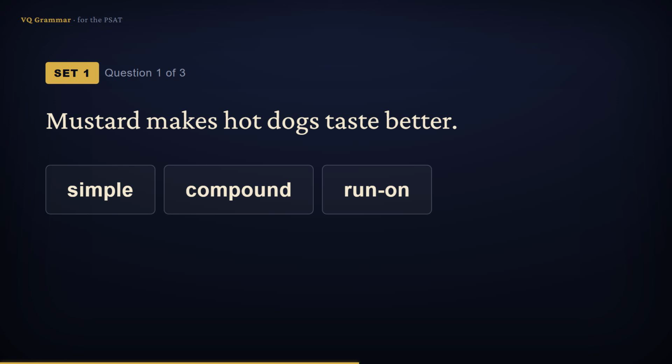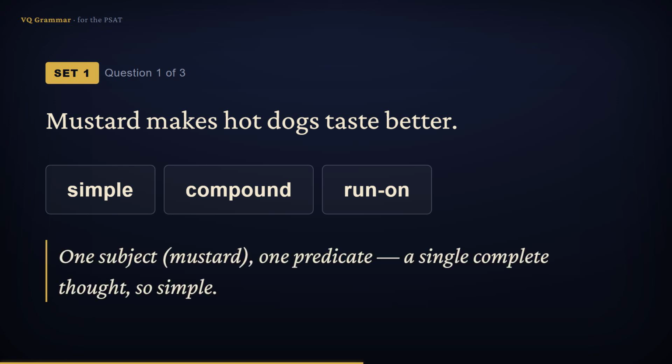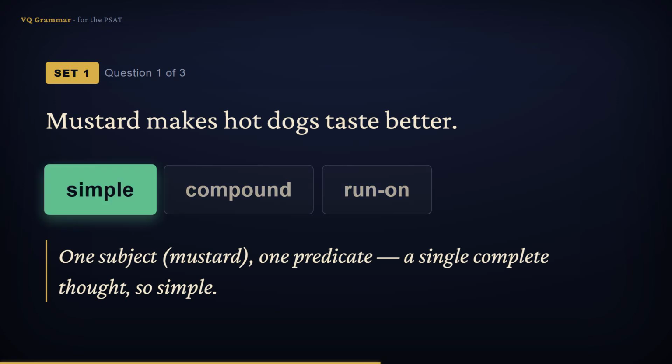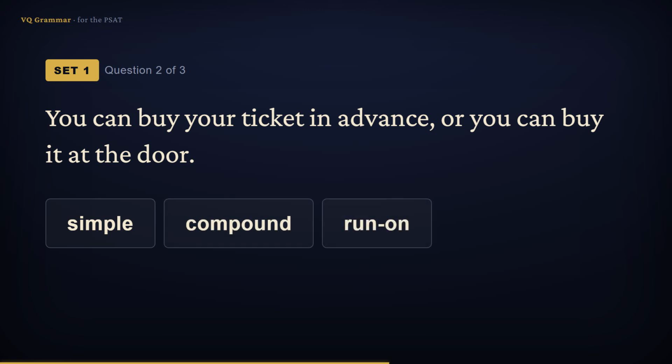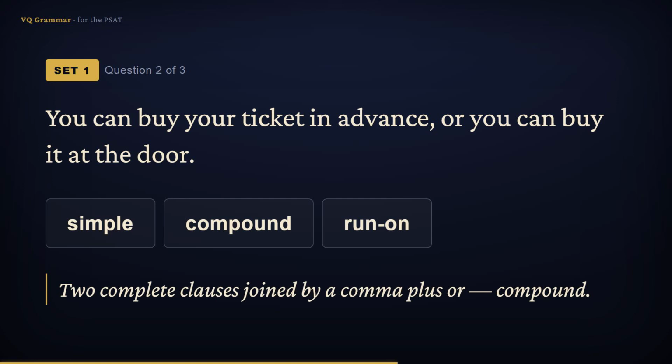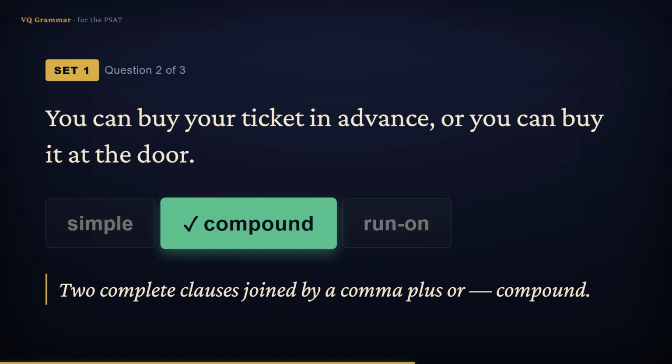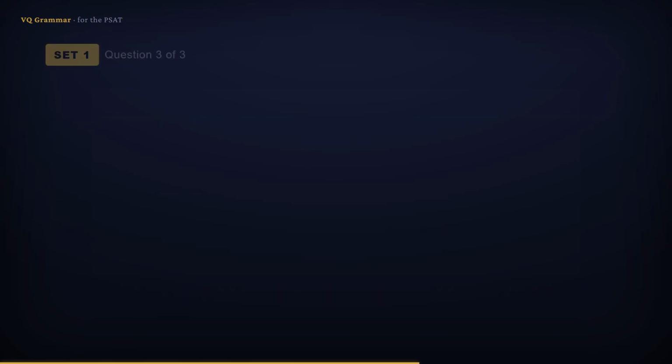Mustard makes hot dogs taste better. Count the complete thoughts. There's just one. One subject, one predicate, one idea. So the answer is simple. You can buy your ticket in advance, or you can buy it at the door. Two complete thoughts here. They're joined by a comma plus the conjunction or. So the answer is compound.